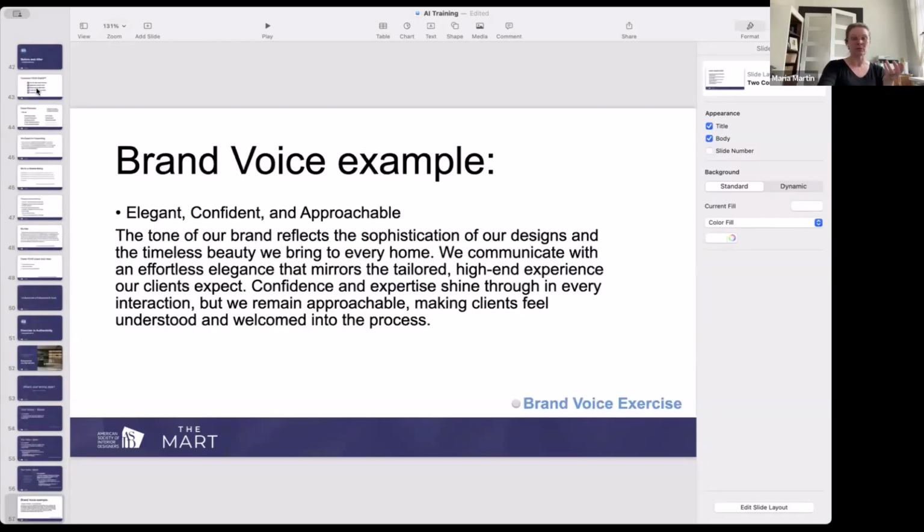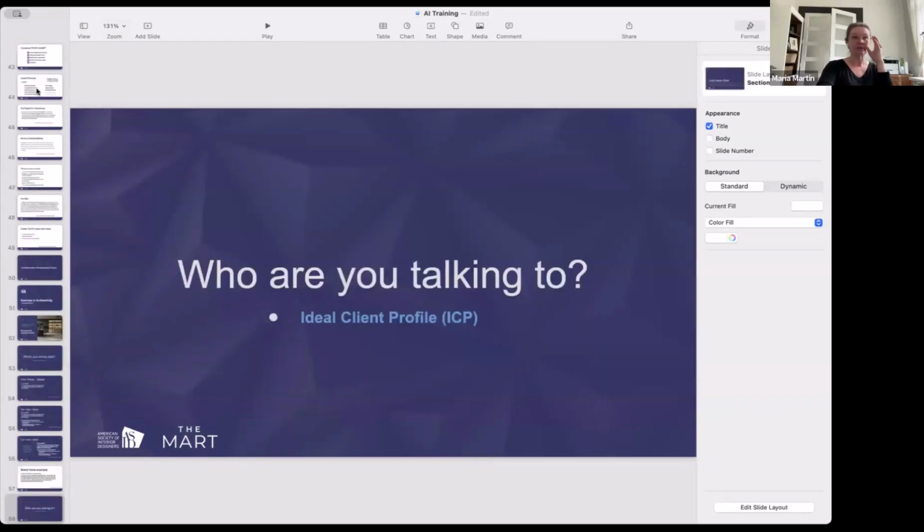So an example of a brand voice would be elegant, confident, and approachable. The tone of your brand reflects sophistication and timeless beauty. We communicate with an effortless elegance that mirrors the tailored high-end experience that our clients expect. Confidence and expertise shine through in every interaction, but we remain approachable, making clients feel understood and welcomed through the process. So that's why this is kind of hard to just grab, right? So this gives you an opportunity to get that written down and have on hand.